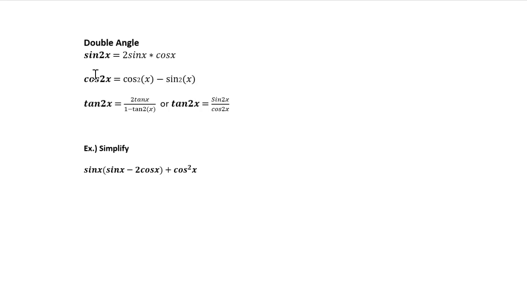I know these twos are kind of weird right here. Cosine, this is really supposed to be squared. I don't know why it typed like that. Let me fix that for y'all. This is supposed to be cosine squared of x minus sine squared of x. So I don't know why these twos didn't stay for y'all, so you can mark this one out. Supposed to be cosine squared of x minus sine squared of x.